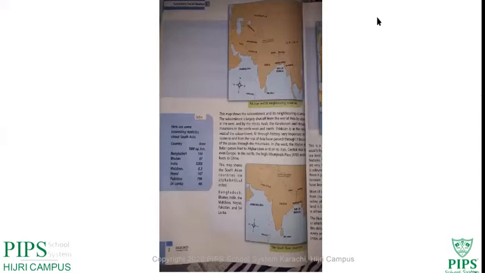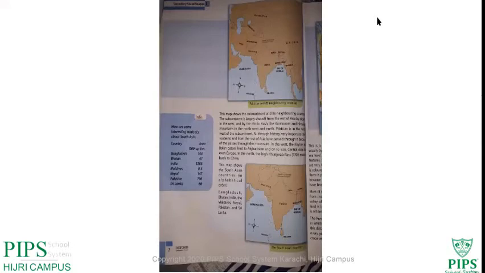As you can see, this map shows a subcontinent and its neighboring countries. The subcontinent is largely shut off from the rest of Asia by deserts in the west and by the Hindu Kush, the Karakoram, and the Himalayas, mountains in the northwest and north. Pakistan is in the northwest of the subcontinent. All through history, very important travel routes to and from the rest of Asia have passed through it.